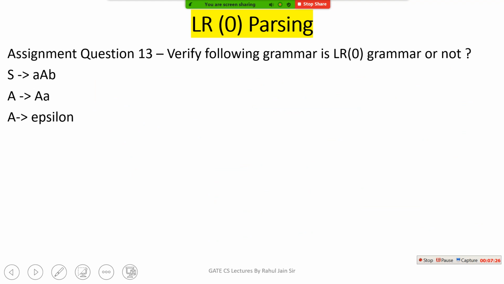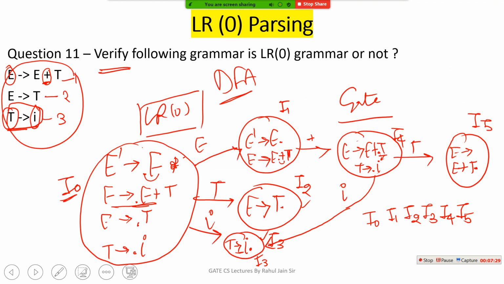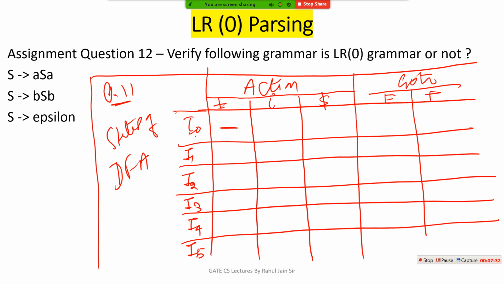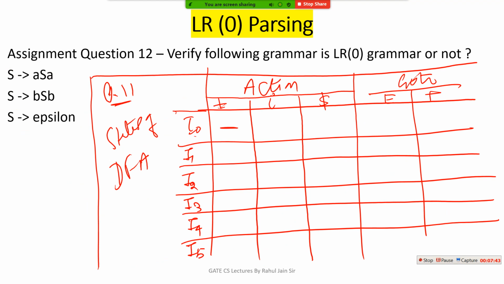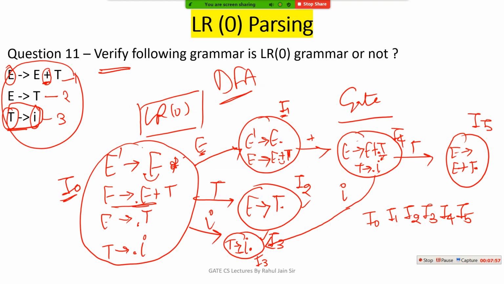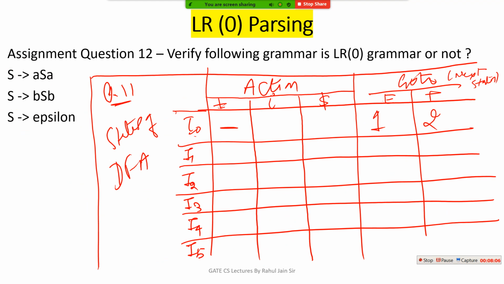Now on addition mark, on I0 on addition mark I am not going anywhere, so I will leave it blank. On capital E I am traversing to I1, means I am shifting to I1 from I0. As you know, goto table contains the name of the next state, so I have mentioned 1 here. I0 on T is shifting to I2, so here I need to mention 2.